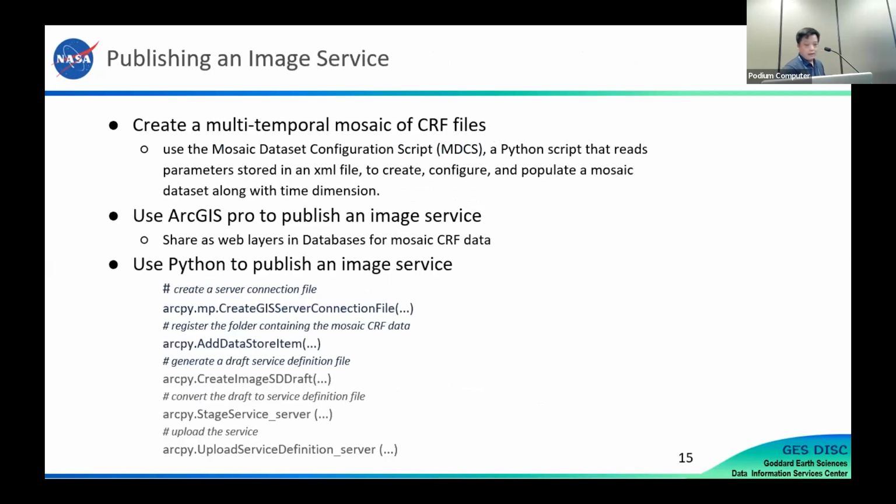So after the data is ready, publishing a service becomes an important step in distributing and sharing the data. We use the MDCS developed by Esri to create, configure, and populate a mosaic dataset along with the time dimension. Then we use ArcGIS Pro and ArcPy to publish the mosaic dataset as image services.